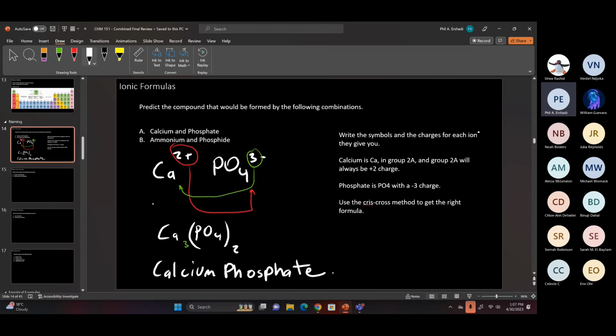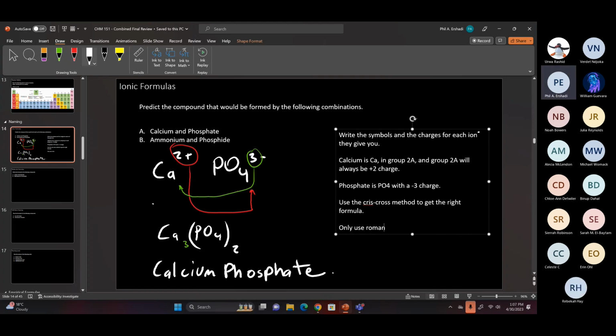Okay, I don't know what that white box is. I don't want that. There we go. All right. Now, one more thing here. Some of you may have seen Roman numerals involved in the names. We only use Roman numerals for transition metals or very, very certain heavy metals.